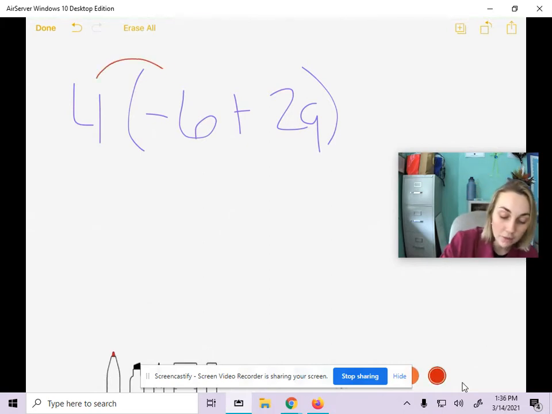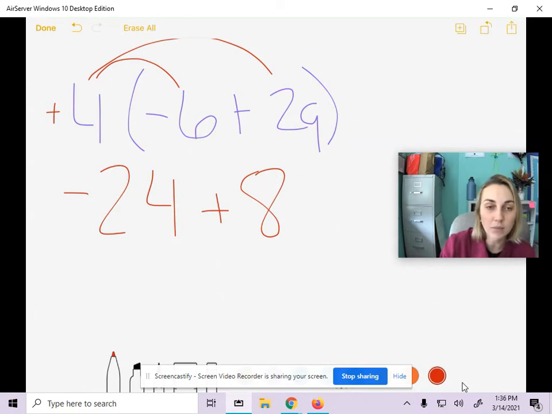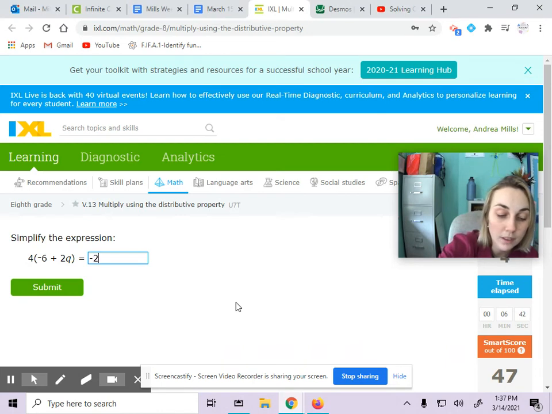So for example, 4 times negative 6. This is a positive number multiplied by a negative number, so our answer is going to be negative. 4 times negative 6 is 4, 8, 12, 16, 20, 24, so it's going to be negative 24. And then positive 4 times positive 2 is going to give us 8. Again, we're multiplying that by 2q, so we do need to bring that q down. This is our final answer because these are not like terms. So I can go ahead and plug this in: negative 24 plus 8q.